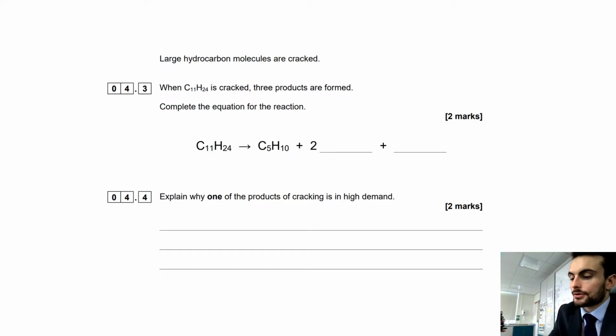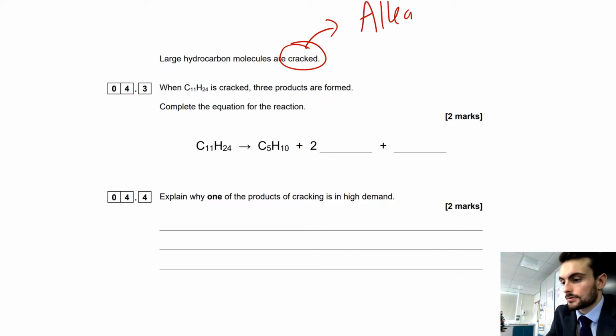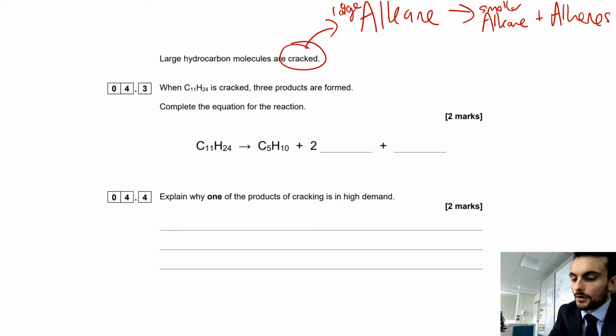Large hydrocarbon molecules are cracked. As soon as I see that word, I'm thinking cracked means we have a large chained alkane, the large ones that are not so useful, and then we crack it into smaller chained alkanes, and usually we'll get alkenes. Okay, so when C11H24 is cracked, 3 products are formed. Complete the equation for the reaction. It's a bit trickier this one because there are 3 products, so we're going to end up with a number of possible answers that we could put for this.